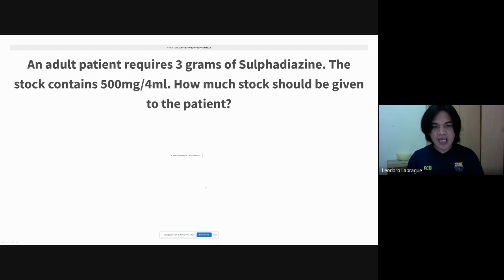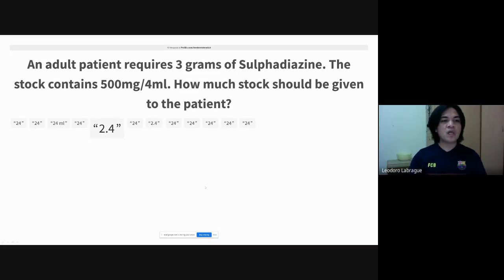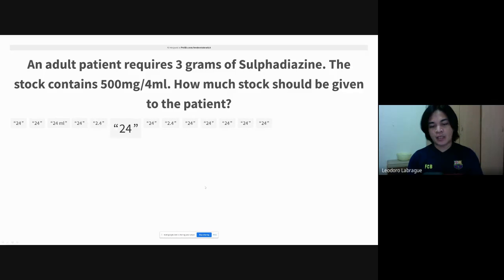Okay, so how many ml are you going to give to the patient? The required is 3 grams. The available is 500 milligram per 4 ml. So I got answers like 24. I got answers like 2.4. I get another answer of 2.4. Okay. Again, make sure that you know how to calculate.